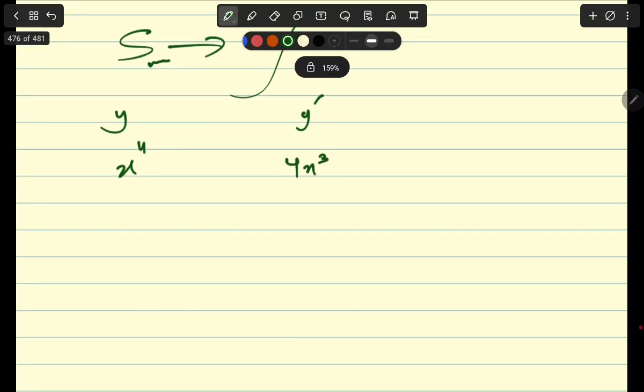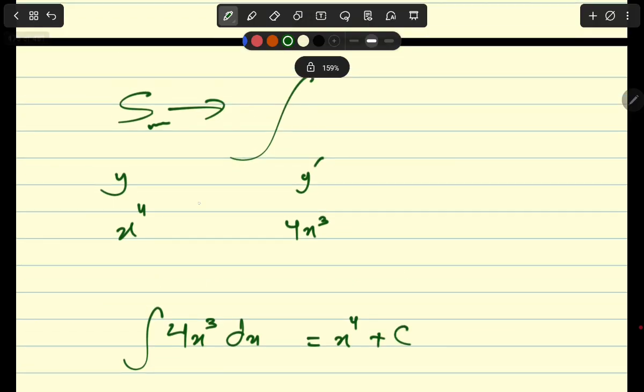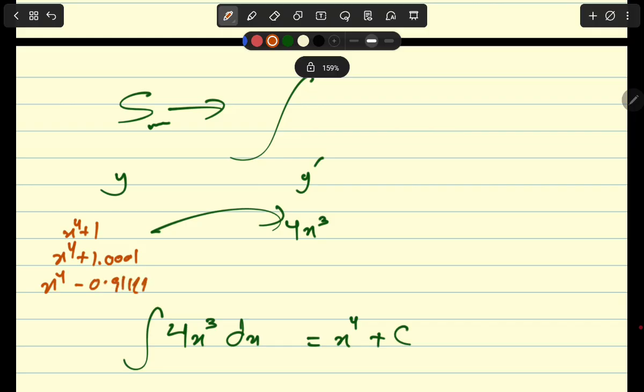Now, if you have to reverse 4x cubed, this is going to become x to the power of 4 plus c, because right now you know that you brought it here. But in the absence of this x^4, if this is not known, then there are an infinite number of possibilities. It could be x^4 plus 1, x to the power 4 plus 1.001, x^4 plus or minus 0.9111. Anything is possible, right? So this plus c becomes a necessity.